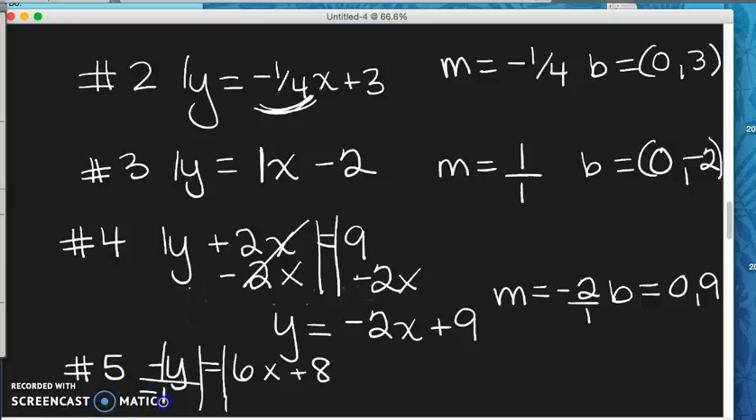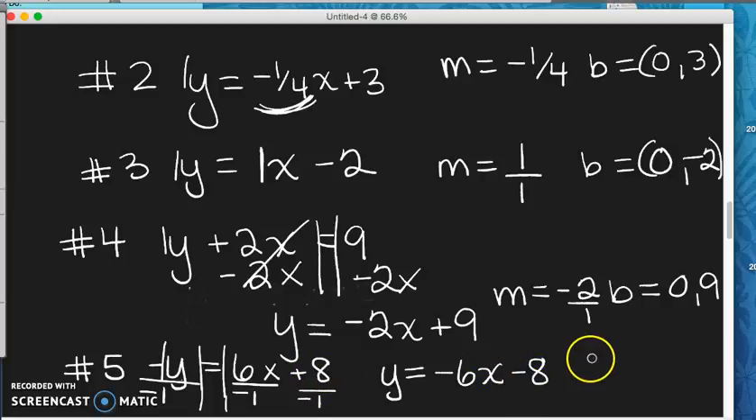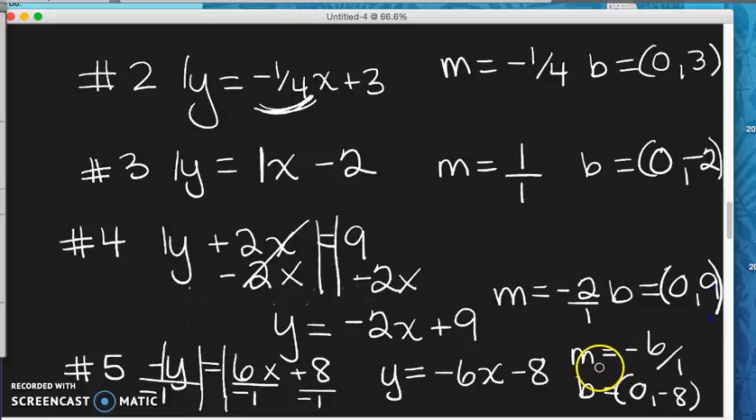So the opposite of multiplying by negative 1 would be to divide every part by negative 1. Therefore, your y is isolated and it's a positive 1. 6 divided by negative 1 is negative 6x. 8 divided by negative 1 is negative 8. Now you can identify your slope and your y-intercept. Your slope would be negative 6 over 1, and your y-intercept is 0, negative 8.